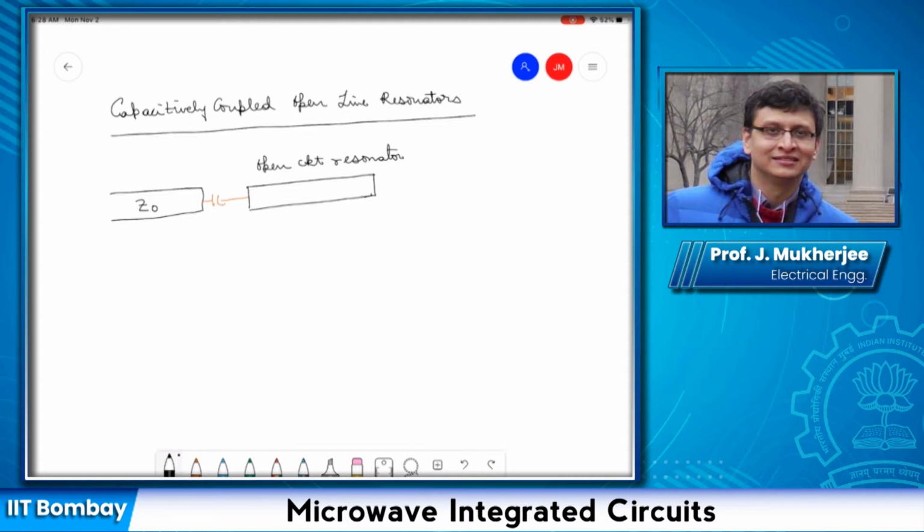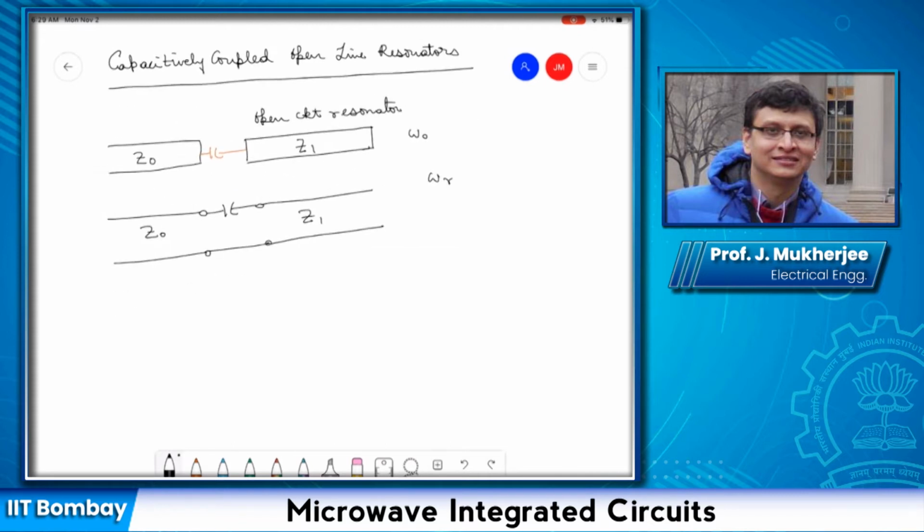The equivalent circuit model of this is like this. There is a transmission line, there is a capacitor, and then it is followed by the open circuit resonator. The characteristic impedance of that open circuit resonator is Z1. Let's say that omega 0 is the resonant frequency of the open circuit resonator only, and omega r is the resonant frequency of the overall system.